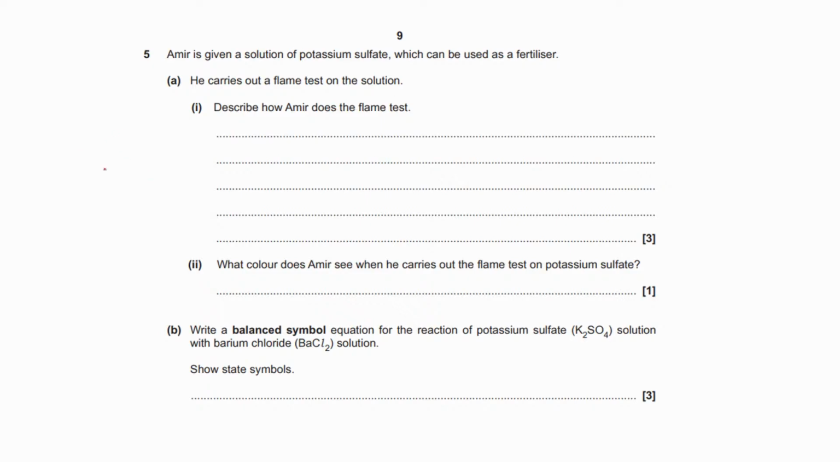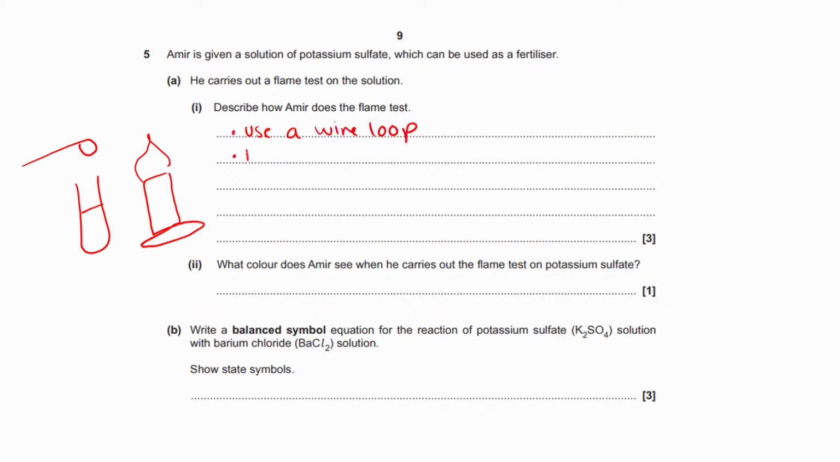So just a quick overview of a flame test. You have a wire loop that's unreactive. You dip it into the sample of the solution that you're testing, and then you put it in front of a blue or colorless flame from a Bunsen burner. So these are the three things that you need to mention to get these 3 marks. Use a wire or a wire loop, dip the loop in the sample and place it in the flame, and the Bunsen flame should be colorless or blue. So it can't be the yellow flame.